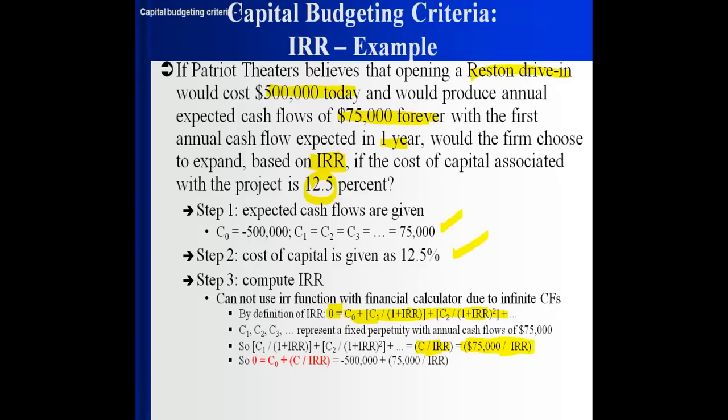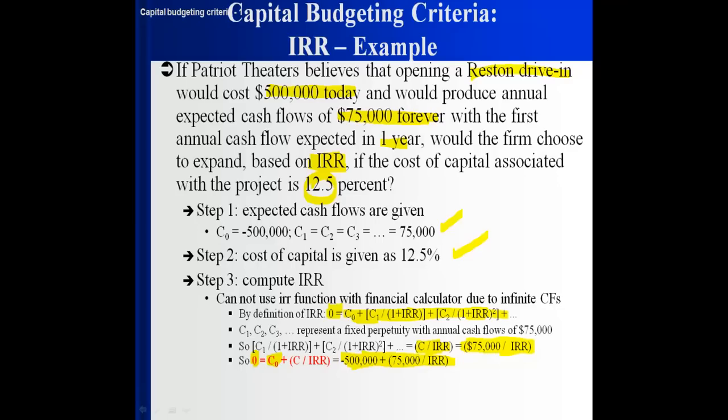So when we put it all together, if we want to find the IRR, it's the discount rate such that the present value of all the cash flows is equal to 0. So what do we got? We got negative 500,000 at time 0, and then after that we have an infinite stream of 75,000s. So we want to find IRR such that 0 is equal to negative 500,000 plus 75,000 over IRR.